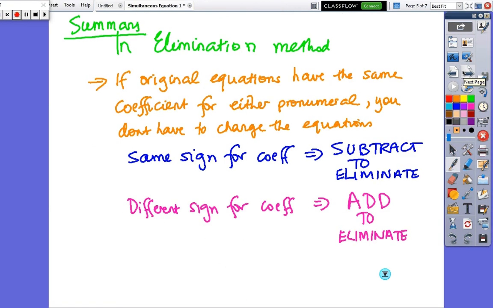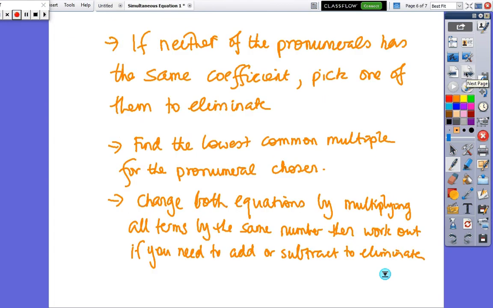In summary, in the elimination method, if the original equations have the same coefficient for either of the pronumerals, one or both, you don't have to change the equations. If you've got the same sign for the coefficients, if they've both got pluses, then you subtract to eliminate, and if they have different signs, you add to eliminate. In the first one, we added in both cases because we were killing off the y's. Copy that down and we'll have a look at a couple more examples. Oh, no, it's more notes.